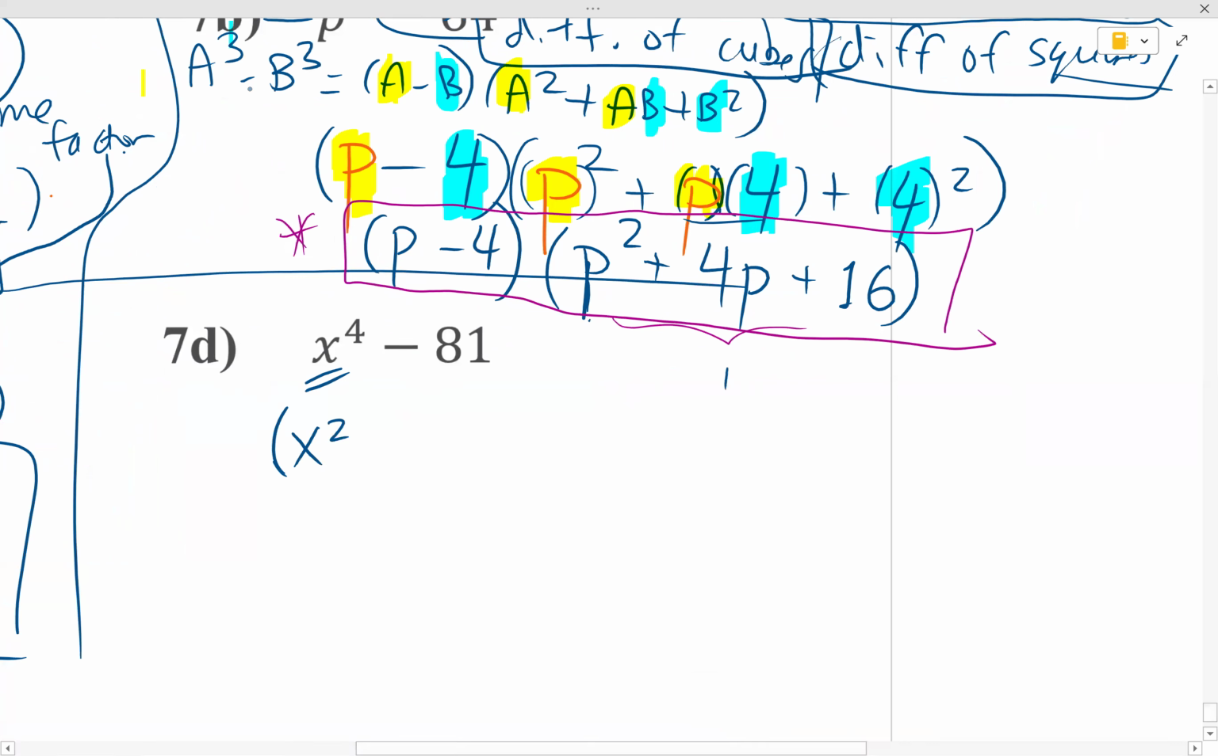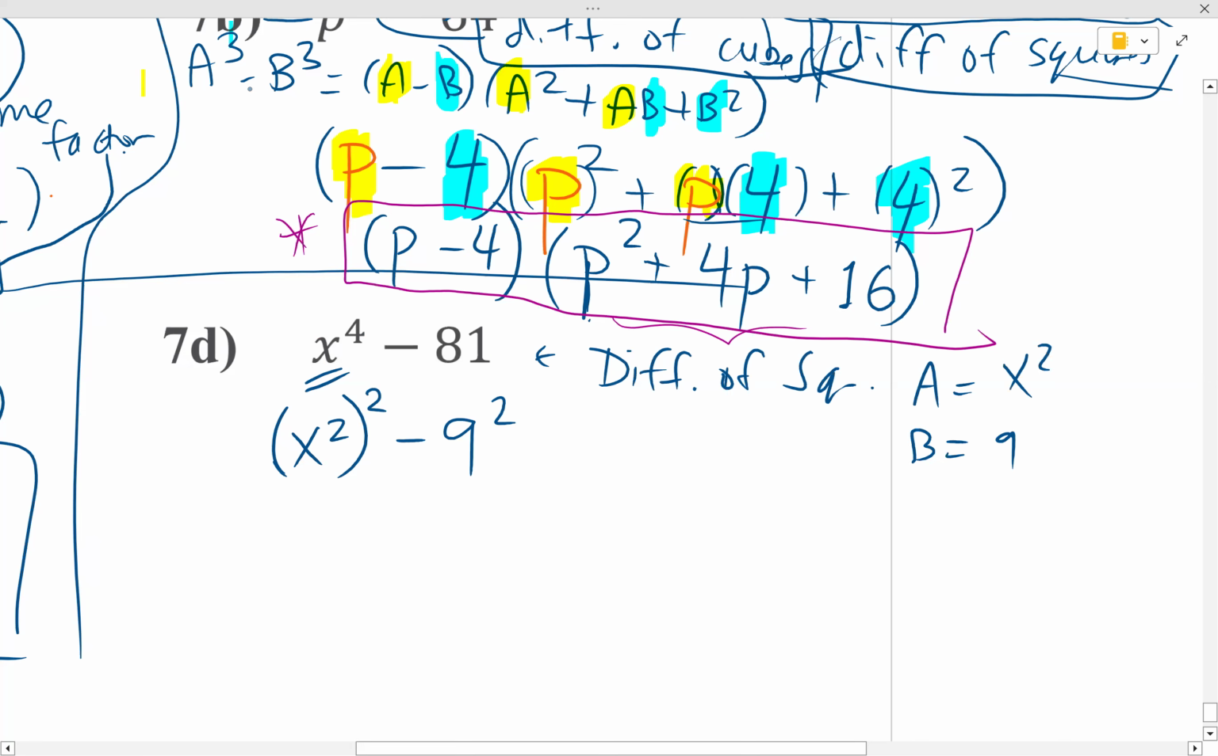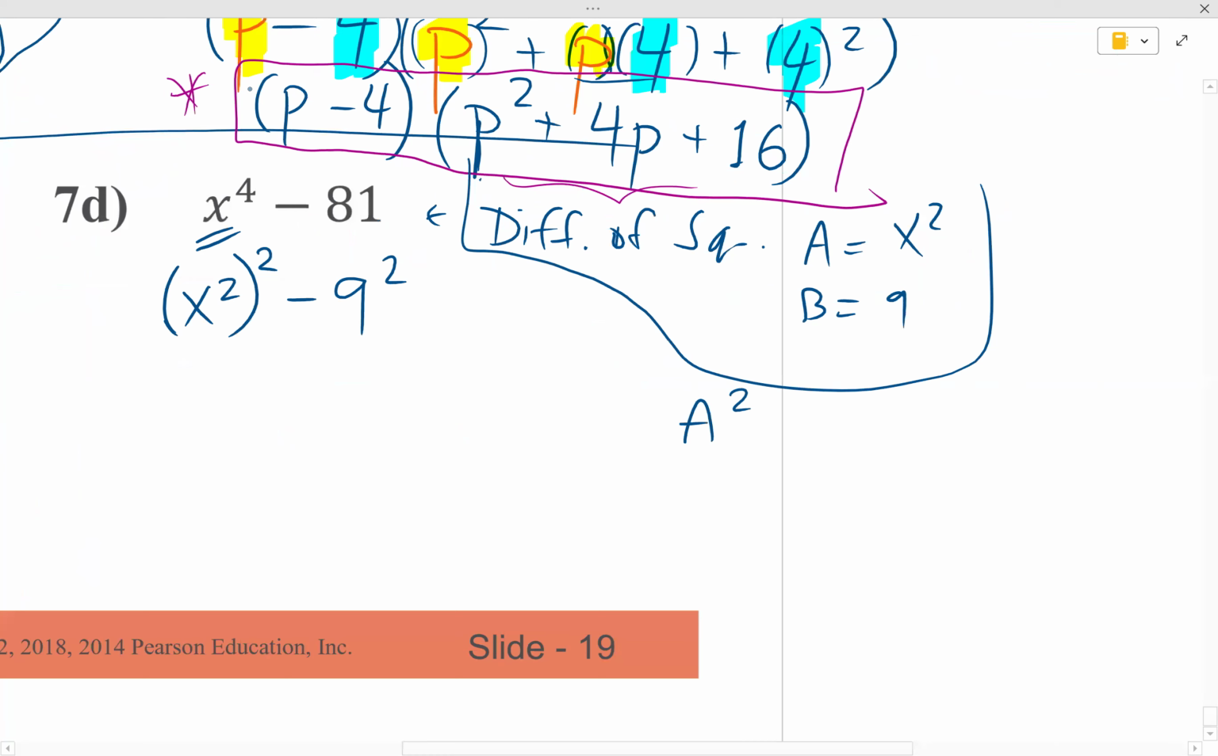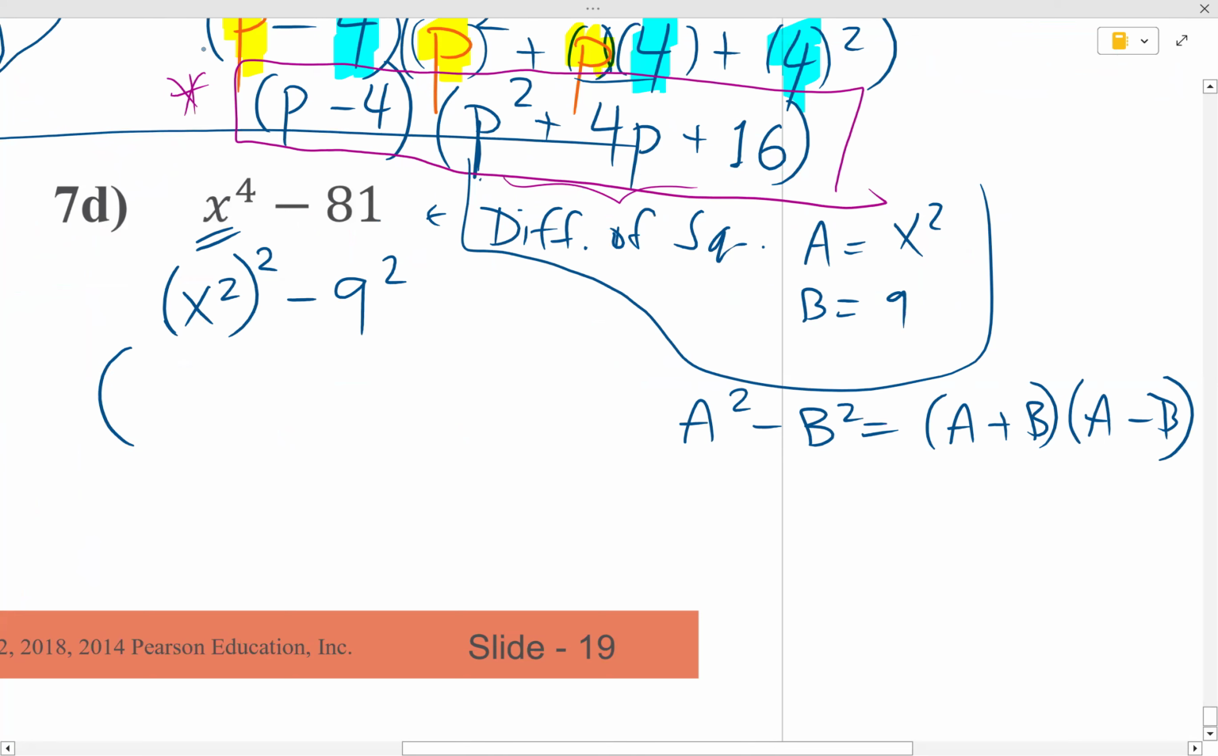X to the 4th is x squared squared. And 81 is 9 squared. This, in disguise, is a difference of squares, where a is x squared and b is 9. Remember, you can always look back at the formula, but for difference of squares, if it's something squared minus something squared, you can write it as 2 binomials, one with a plus, one with a minus, and it's just a in the first place and b in the second place. So it should look like something with a plus, something with a minus.